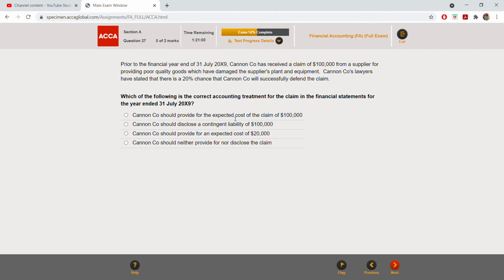Canon should provide for the expected cost of the claim of 100,000. Canon should disclose a contingent liability. Canon should provide expected cost 20,000. Canon should neither provide for nor disclose a claim. This is the first one. Okay.